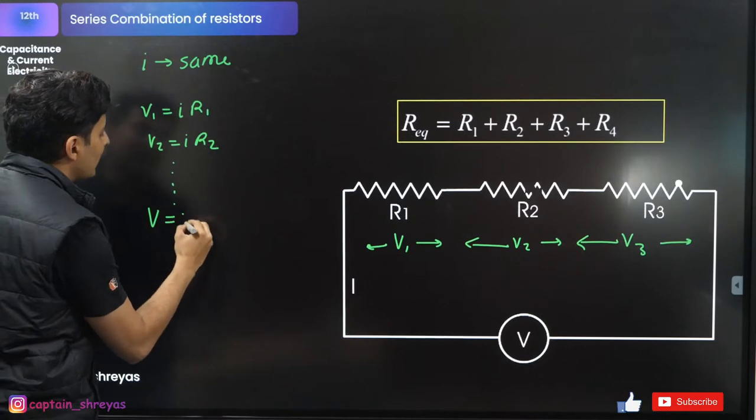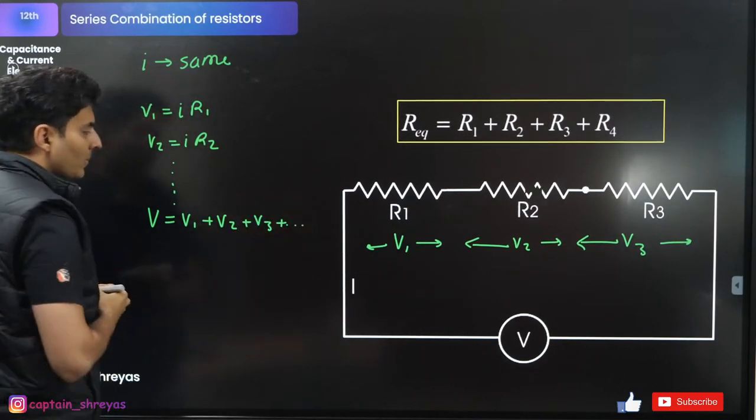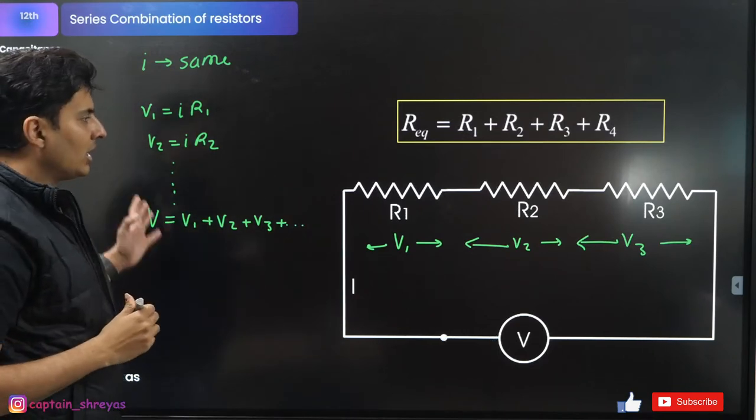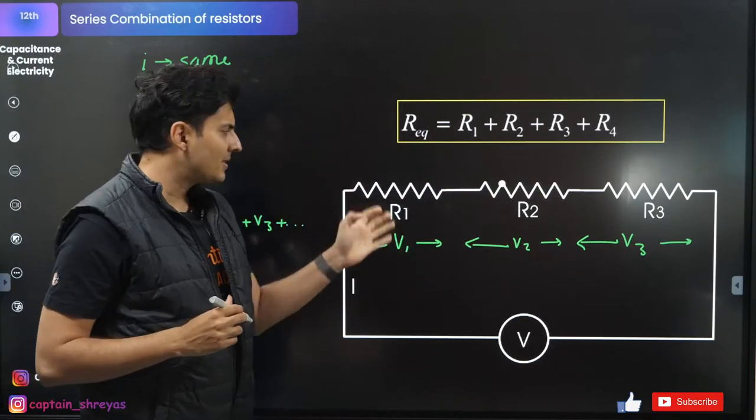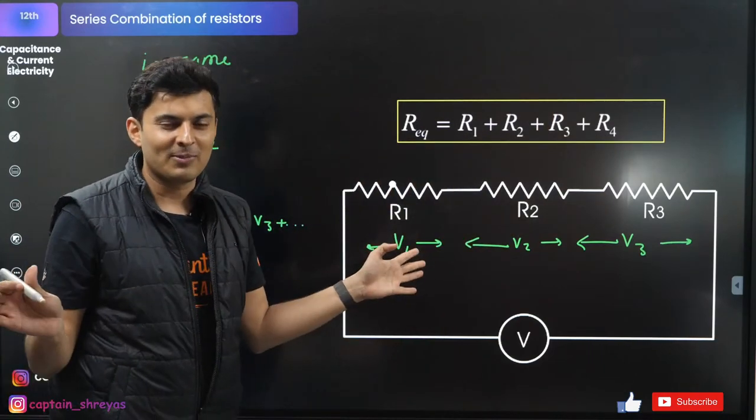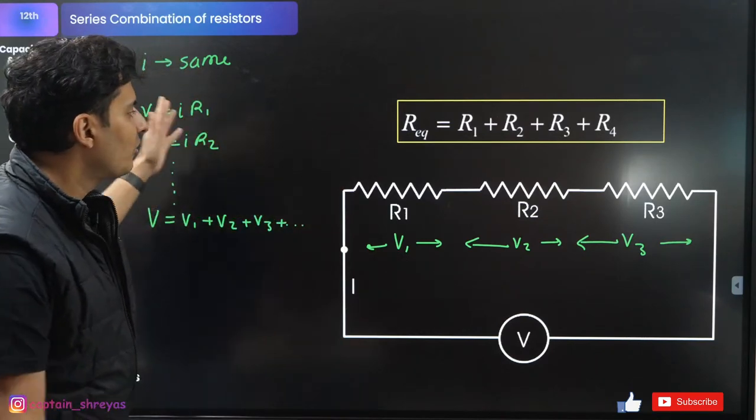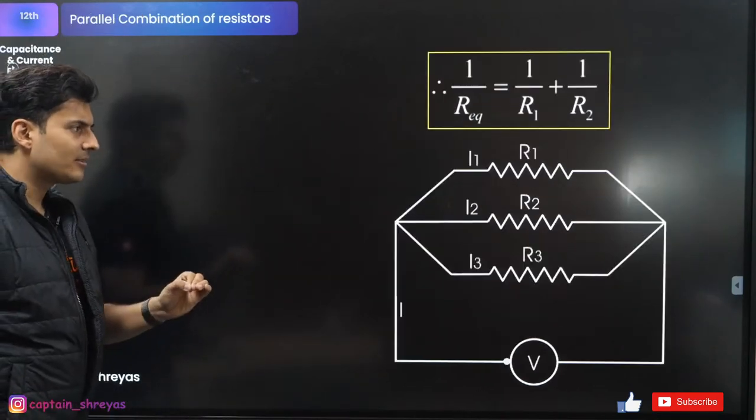In fact, the total voltage will be V1 plus V2 plus V3, and so on and so forth. This is how it works. And the total equivalent resistance is just R1 plus R2 plus R3. It's not 1 by R1 plus 1 by R2 like in capacitors. It's the opposite. Okay, so that is for resistors in series.